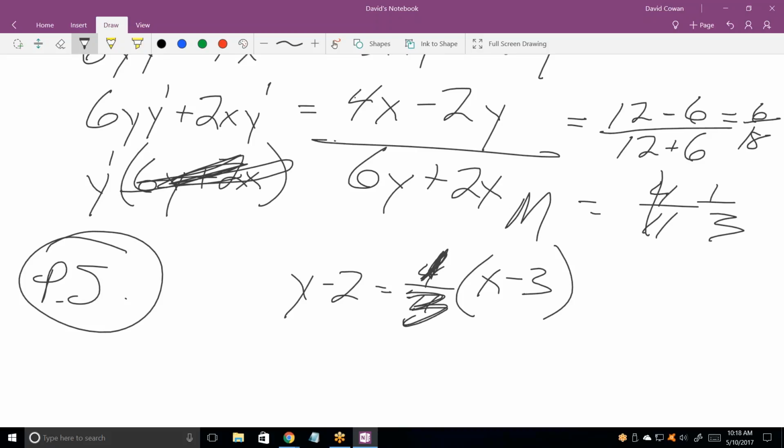Now, did they give you all the answers in point slope format, or did they give you some of them in y equals mx plus b format? It didn't ask for the equation. It just asked for the slope. Ah, okay. Did you get 1/3?